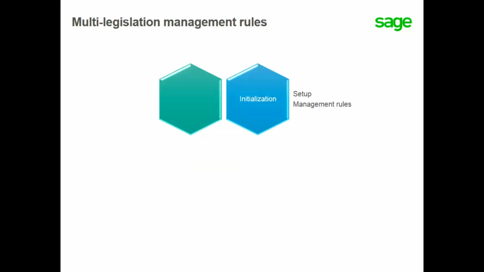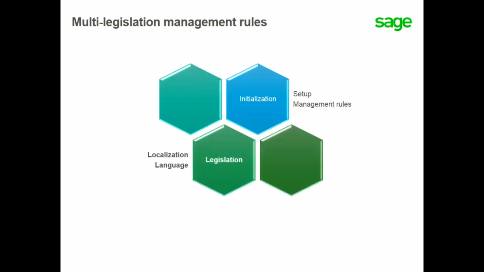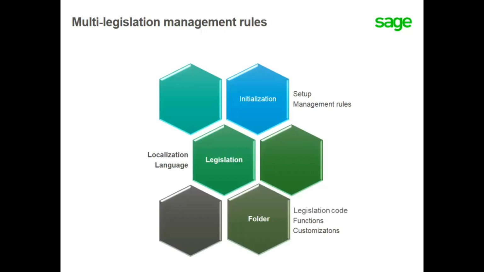Inside a folder, it is necessary to set up a legislation code and management rules before any data entry can begin. When setting up multi-legislation, you need to manage its principal components, localization for legal requirements, and languages allowed. These elements have an impact on functions and data available in the folder. For example, the legislation code field has been added, functions have been added, and customizations related to the legal requirements corresponding to legislation chosen have been added.